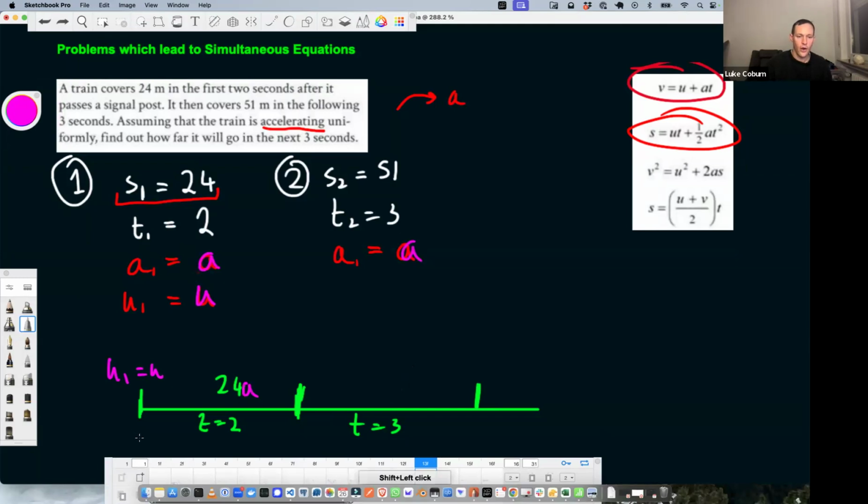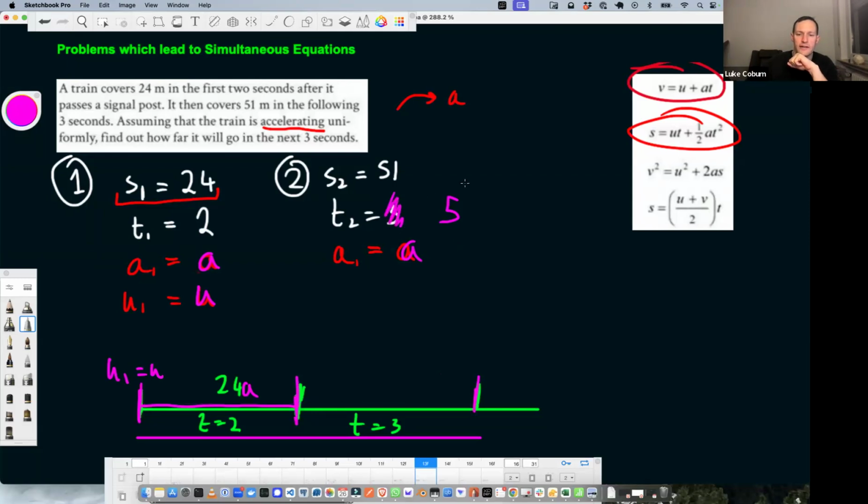This is the sneaky thing here. I'm not going to say this is T2 is equal to 3. I'm going to say T2 is equal to 5. So I'm going to consider the second part of the journey to be the whole journey from here. The first part, I'm just looking at starting here and ending here and doing that in 2 seconds. The next part, I'm not going to think of it starting there. I'm going to think about it starting here and going all the way up here. Okay? And you'll see why in a second.